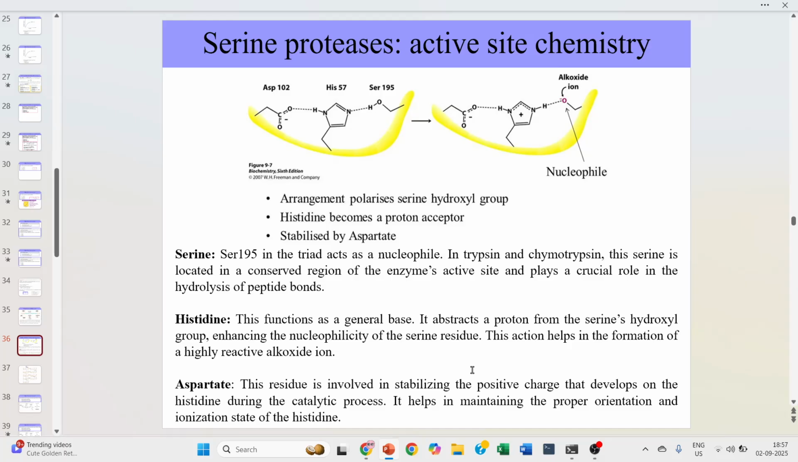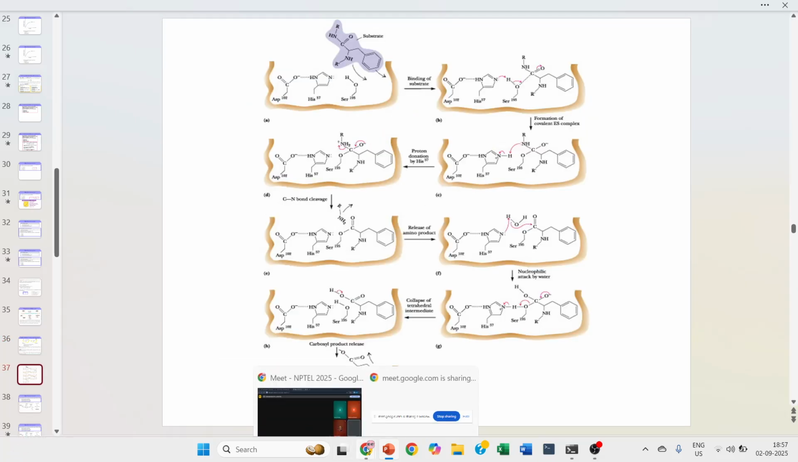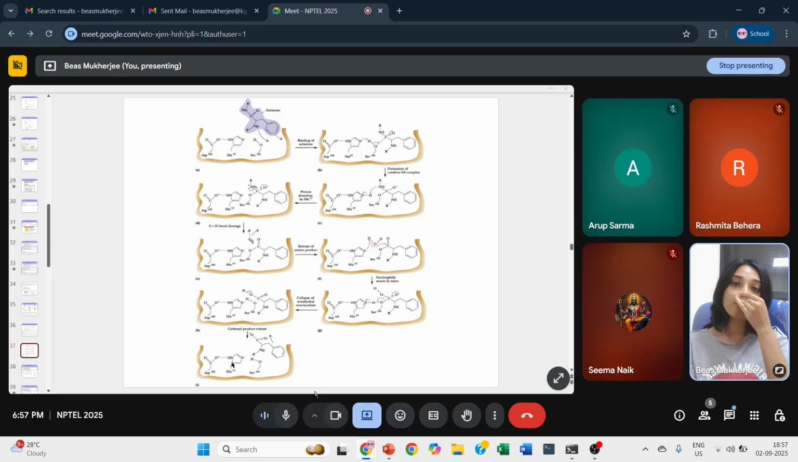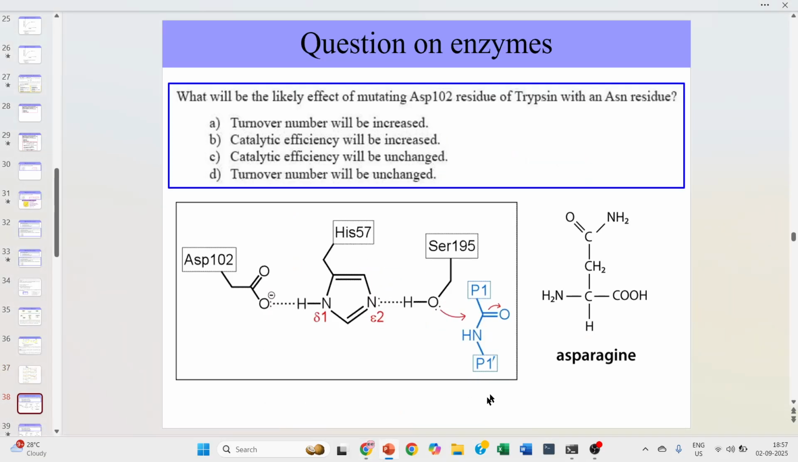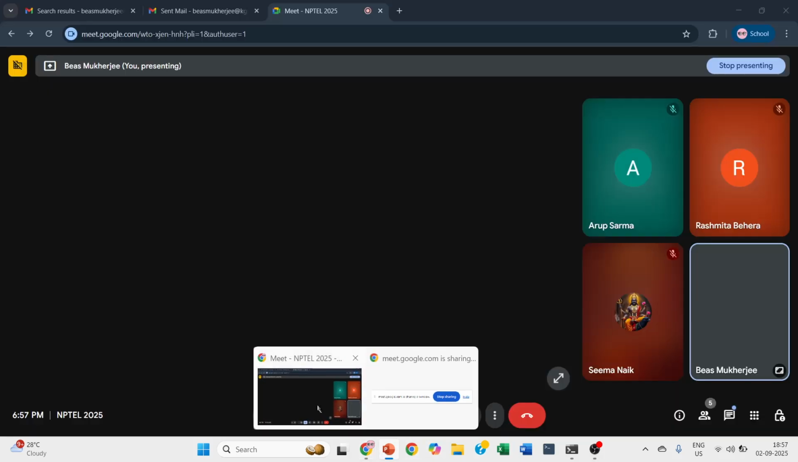Okay. Now we will go to the entire process. So now this has been taken from Lehninger's biochemistry. So you can go there and you can go through this entire process, how this substrate is undergoing cleavage because of this catalytic triad in the enzymes. Okay. So you can go through it. Now we will talk about this particular enzyme.